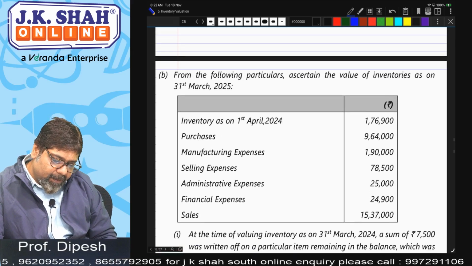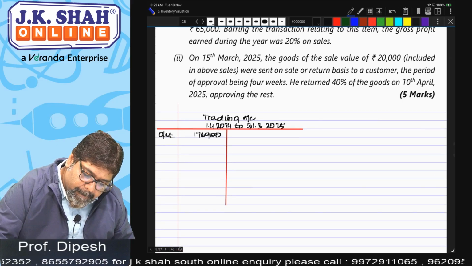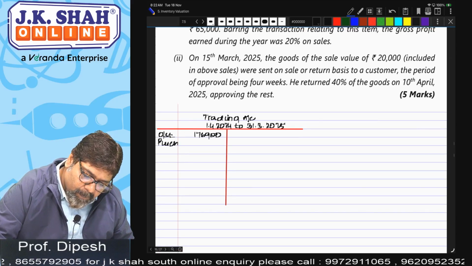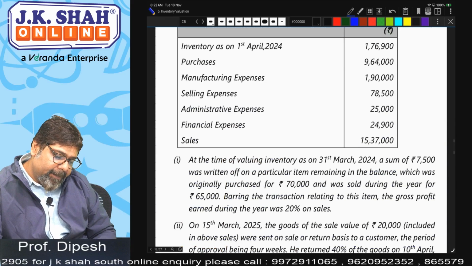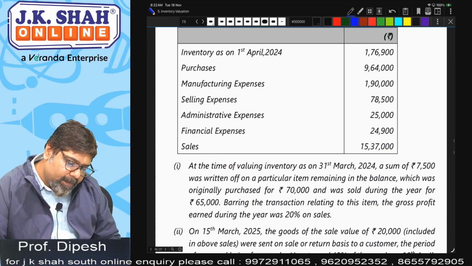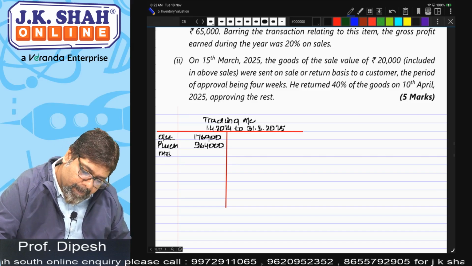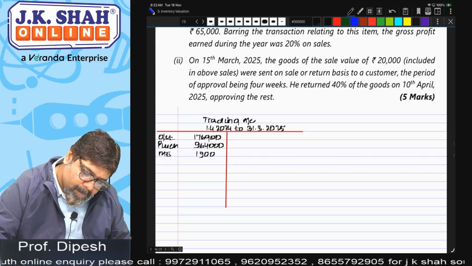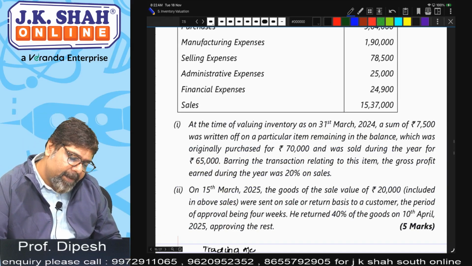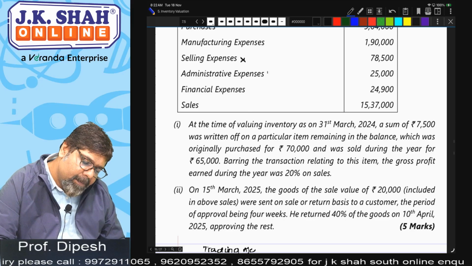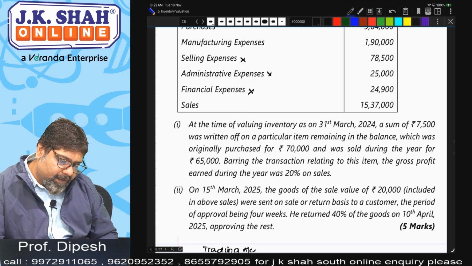So 1,76,900. Purchase is how much? 9,64,000. Then manufacturing expenses 1,90,000. Then selling expense will not come, admin will not come, financial will not come. All this will come in P&L. Sales is how much? 15,37,000.